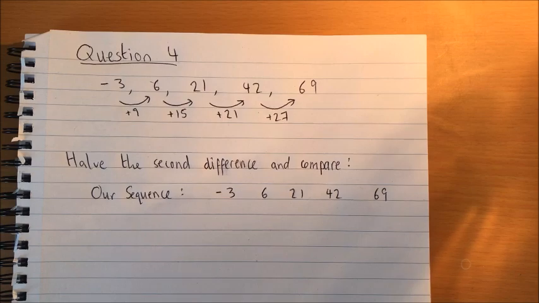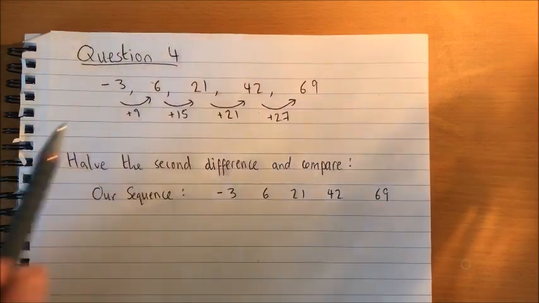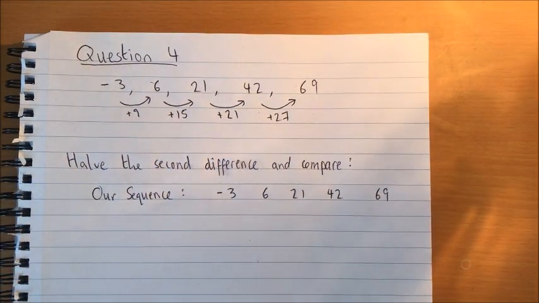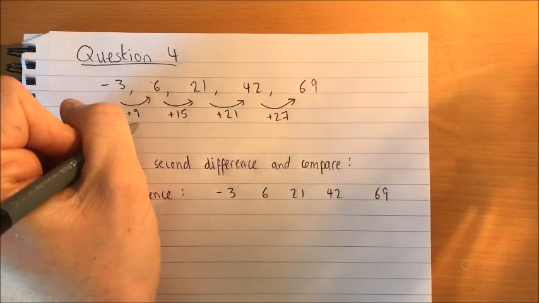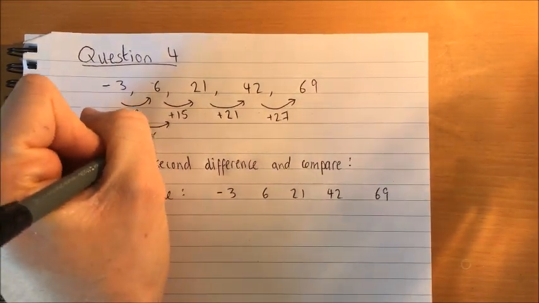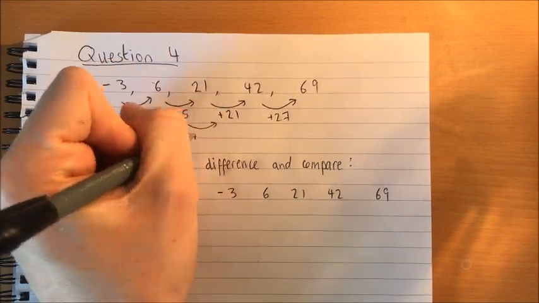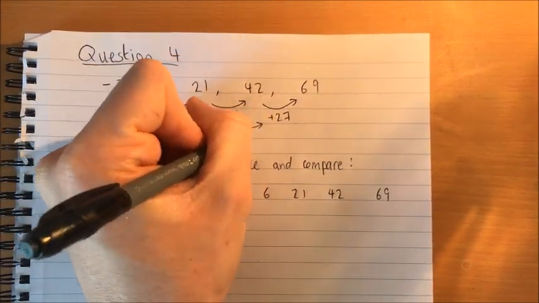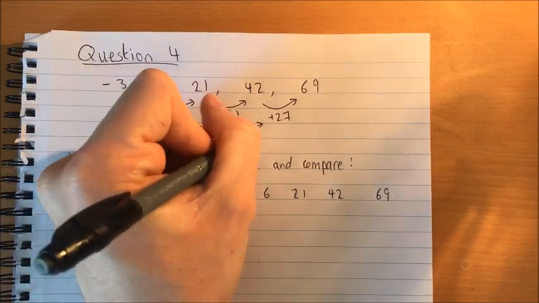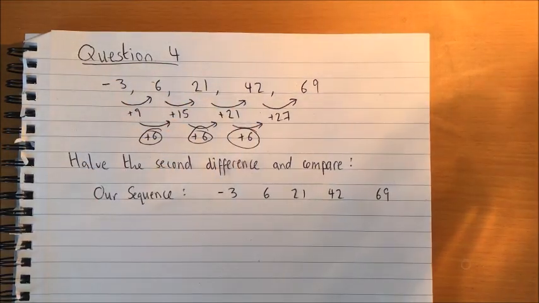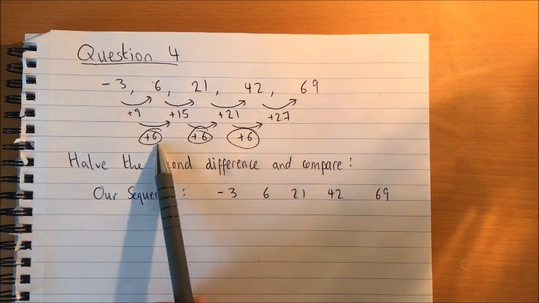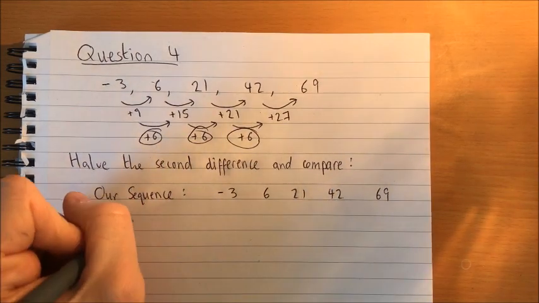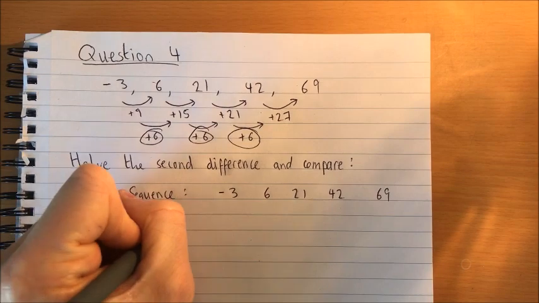All right, for the last question, question 4. Again, it's not going up by the same amount each time, so this is probably going to be a quadratic sequence. Let's check to get from 9 to 15. Yeah, it's going up in 6s, just like the last few questions. I've got that consistent second difference. So what I do now is halve the second difference and compare it with my sequence. Half of 6 is 3, so I'm going for 3n squared.